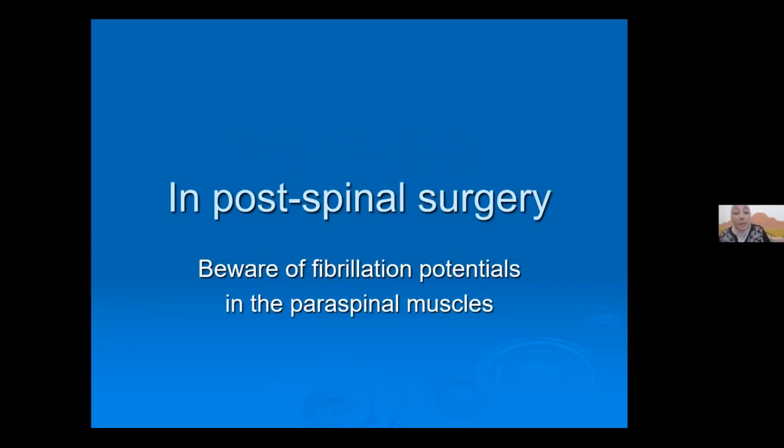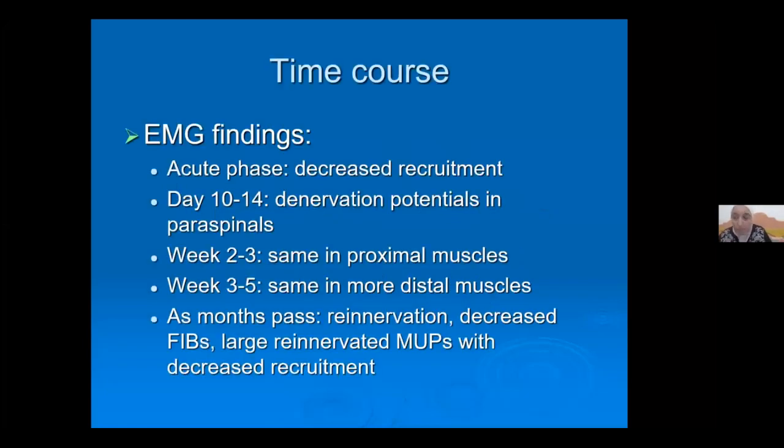What's the case in post-spinal surgery? In post-spinal surgery, beware of the following. Paraspinal muscles will have fibrillation potentials and may continue to have these fibrillation potentials. So the patient had a previous disc herniation, for instance, did a spinal surgery, and now is coming for another problem or maybe for follow-up, then I cannot rely on the presence of fibrillation potentials in the paraspinal muscles.